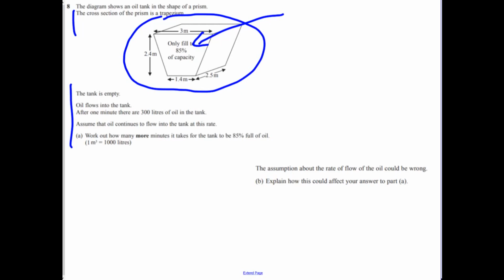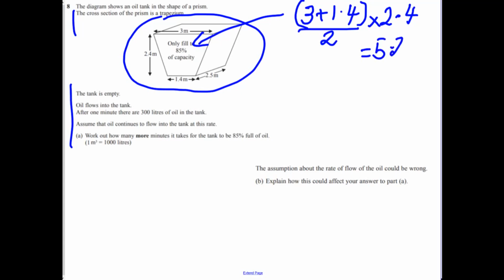To work out the area of a trapezium, it's the top bit plus the bottom bit, and then we're going to divide that by 2, and then we're going to multiply by the height, and the height is 2.4. So if you work that out, it comes to 5.28. Obviously just use your calculator, and that'll be meters squared.